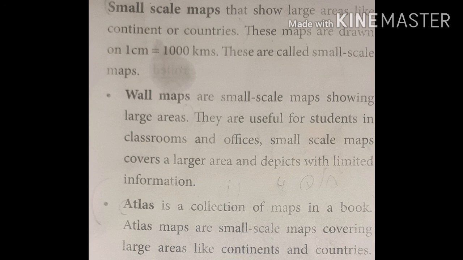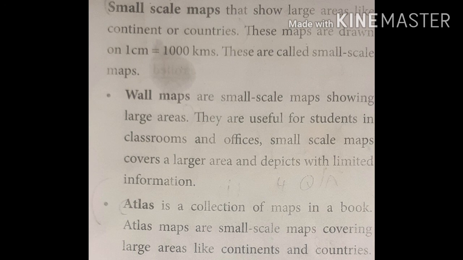Next we are going to see about the atlas. An atlas is nothing but a collection of maps in a book. So it represents a collection of countries and continents shown as maps in one particular book.